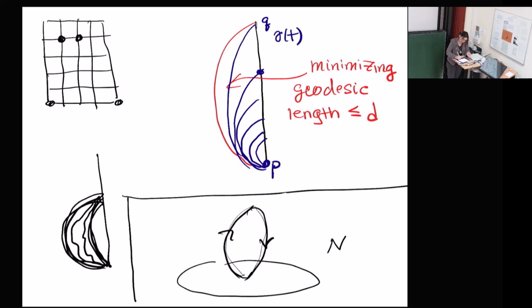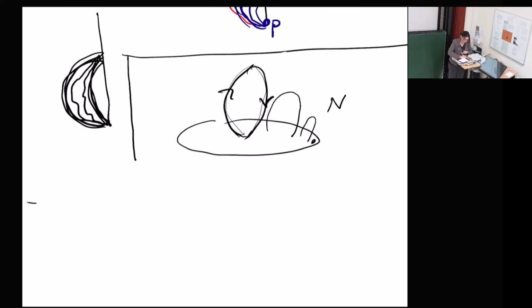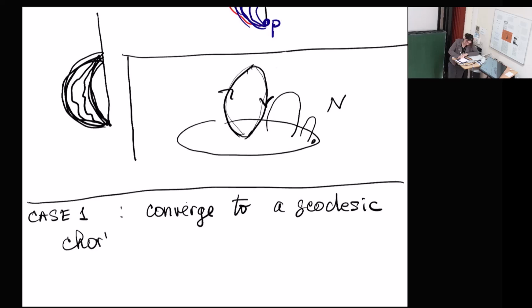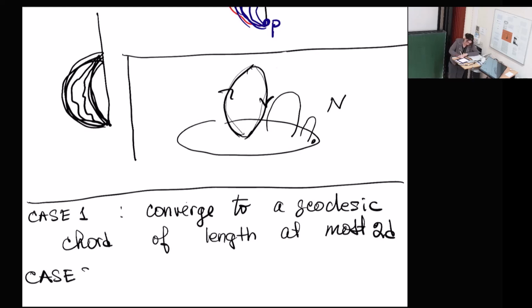Okay? And so one of two things will happen. Either I will get stuck on an orthogonal geodesic chord, and that's a good thing, of length at most 2d. Or, case 2, it will contract to a point.